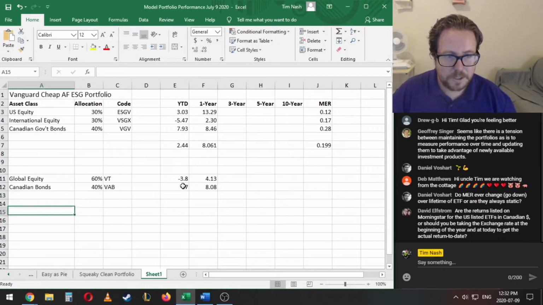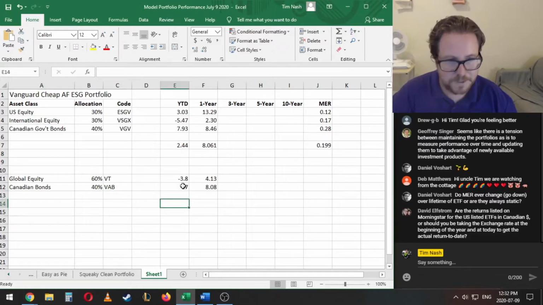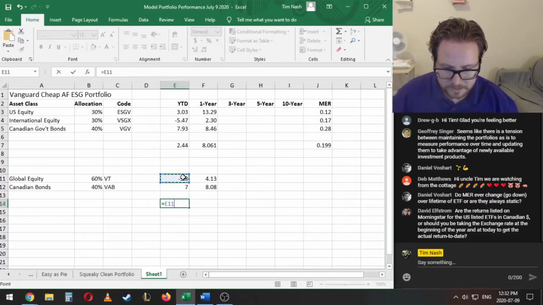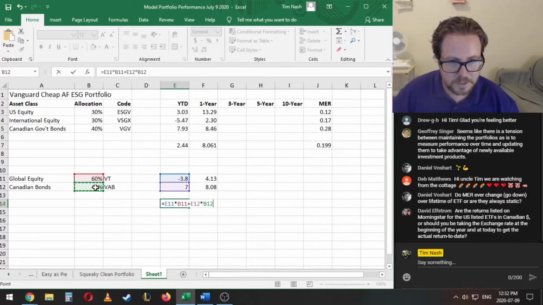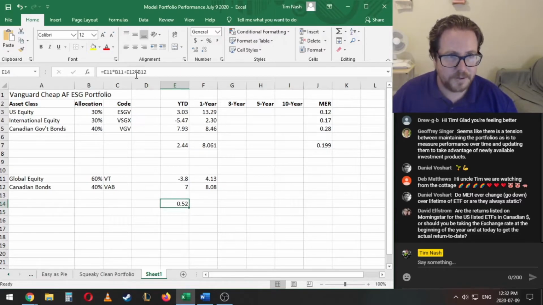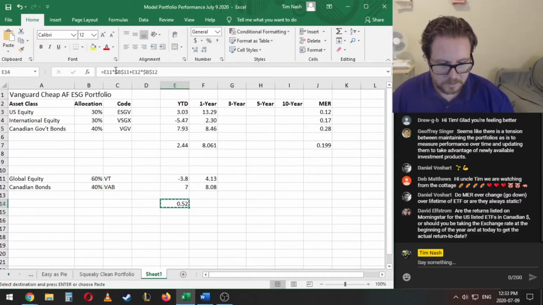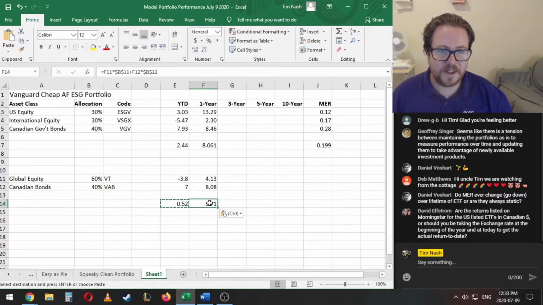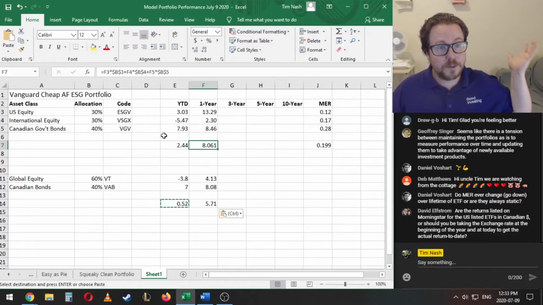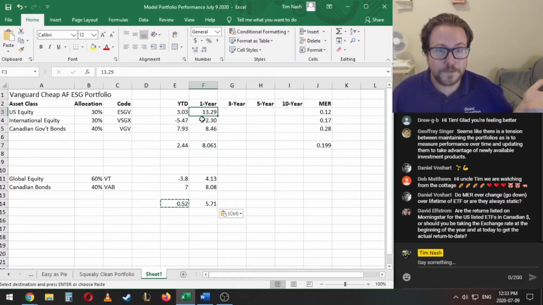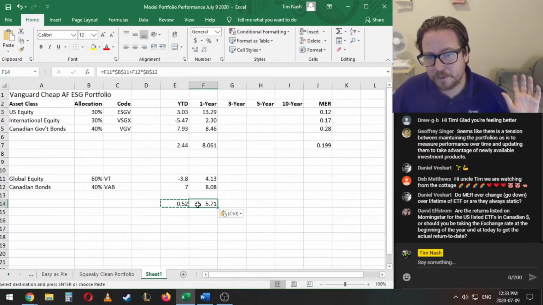8.08, which means that I can just do very quickly equals this times this plus this times this equals 0.5%. And let me just lock in these. And you can see here 5.71. So in this case, no surprise here. Surprise, the fossil fuel free ones again have outperformed their benchmark.